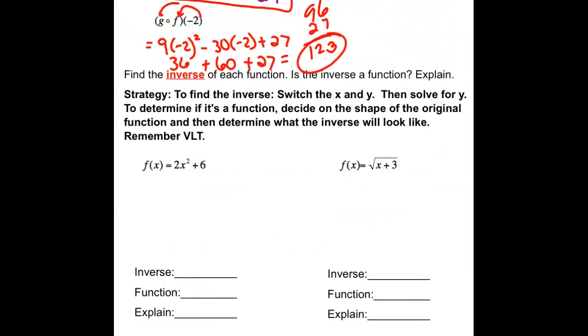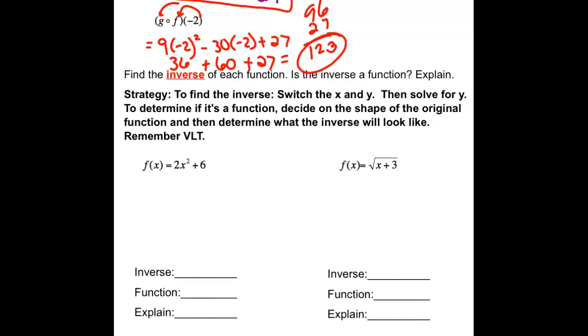All right, our next topic says find the inverse of each function and then determine is the inverse a function itself. So our strategy, to find the inverse, we switch the x and our y values, then we solve for our new y. To determine if it's a function, we decide on the shape of the original function and then determine what the inverse will look like. And remember that vertical line test.